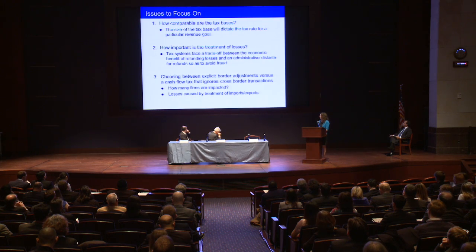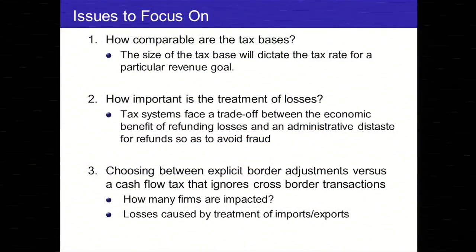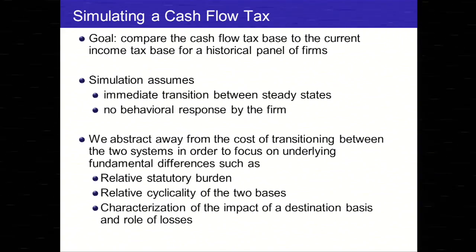And then finally, when you're thinking about the explicit border adjustment versus an origin-based cash flow tax, we want to think about what's happening to the firms. How many firms are impacted by the imposition of the border adjustment, and what kind of losses are caused particularly by the border adjustment? So we'd be worried about exporters, for example, like the baker who's sending goods out of the country and has moved into a loss position, and what that does to their incentives.